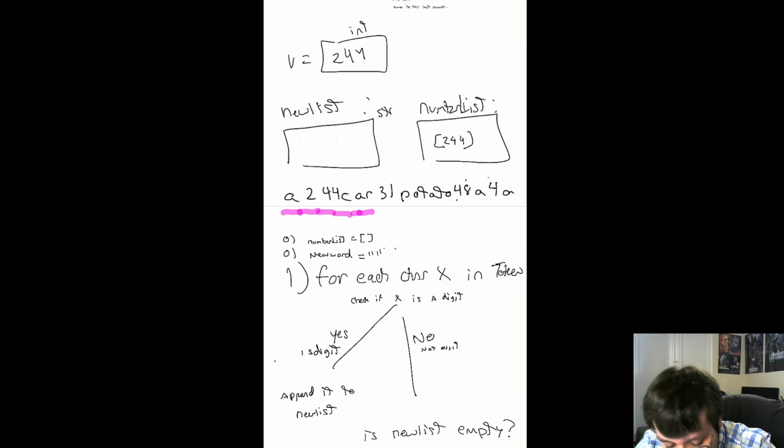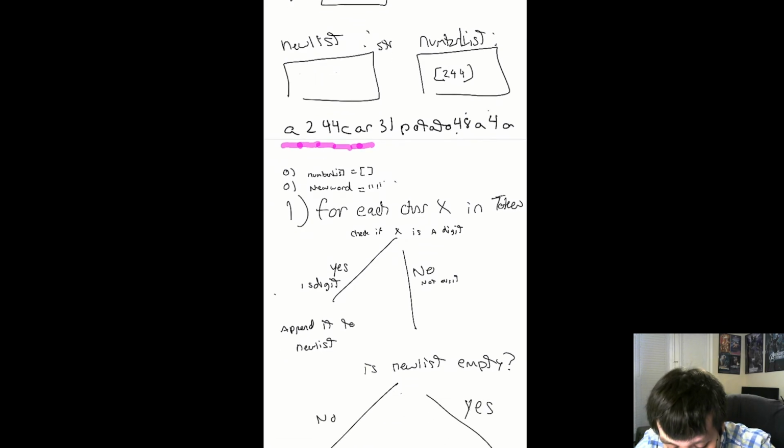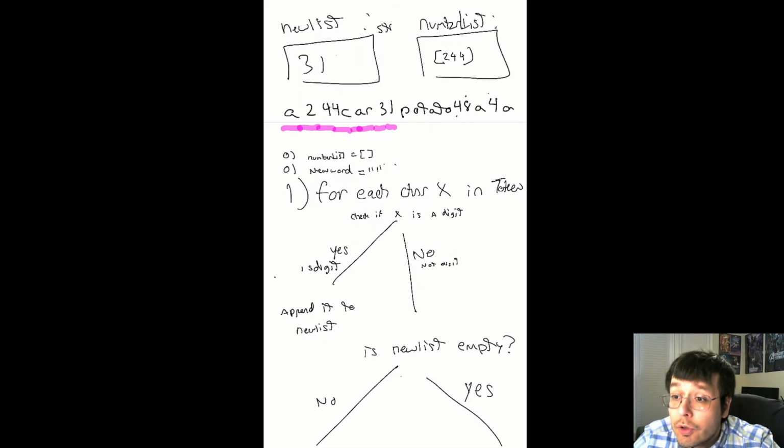Okay, here we get something interesting. So we get to 31. So is 3 a digit? Yes, it is. Append it to the new list. So we put it here. All right, then we see the 1. Is 1 a digit? Yes, append it here. Okay, very cool. Then we see the P. So with the P, we check if P is a digit. It's not. So we check if new list is empty. Is new list empty? No, it's not. There's a 3-1 in there.